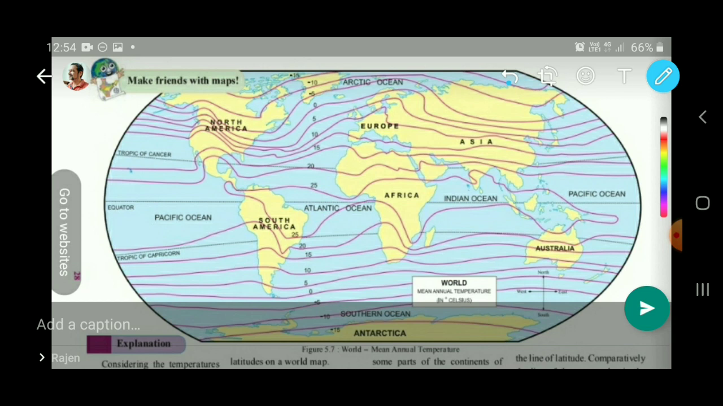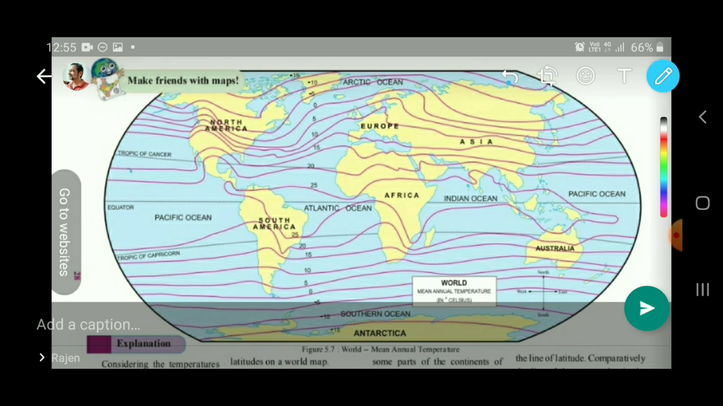This is because of the warm ocean current located in this area. Remember the warm ocean current we have seen, the ocean current which was coming from the equatorial area and moving to the polar region. So as this ocean current moves, it also changes these isotherm lines.